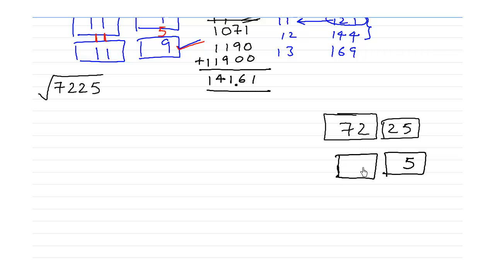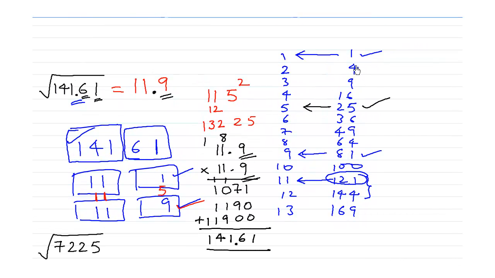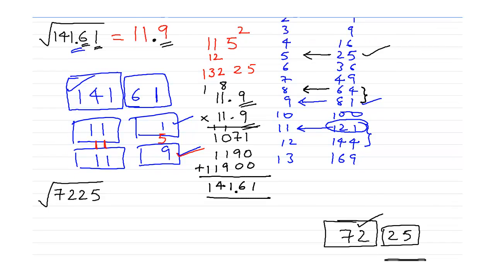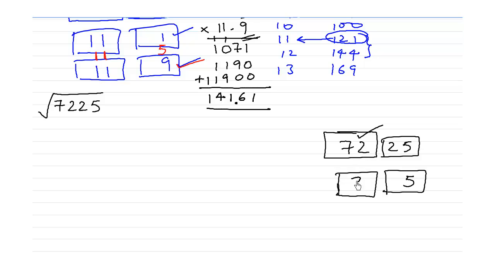And now what will come over here? So look at this number 72. And where does this 72 come? 72 comes in between 64 and 81. Smaller is 64. And what is opposite to 64? We have 8 opposite to 64. So 8 is the answer. So 85 is the answer. So what is the answer to the square root of 7225?